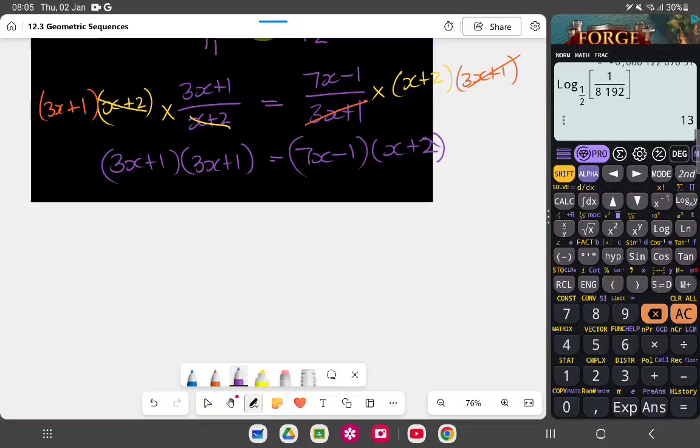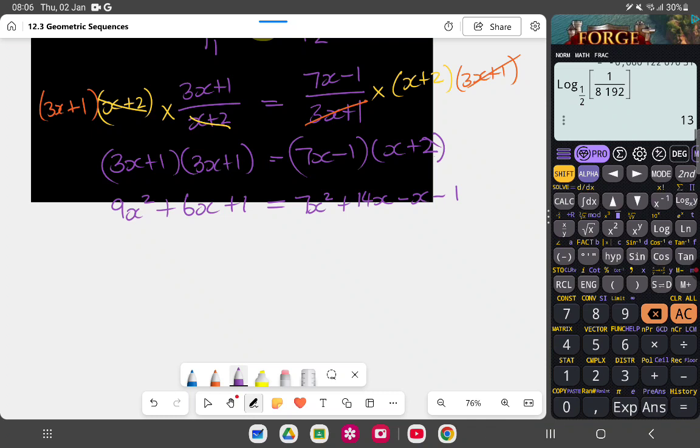Okay, now I'm going to use the FOIL method to expand the brackets. Did you notice that the left-hand side is actually a bracket squared? So term 1 squared is 9x squared, plus 3x plus 3x, so that's 6x, plus 1, is equal to, first with first gives me 7x squared, outer with outer gives me 14x, inner with inner is negative 1x, and last with last is negative 2. Positive 1, positive 1. Now I'm multiplying, I'm not adding, so that is minus 1.